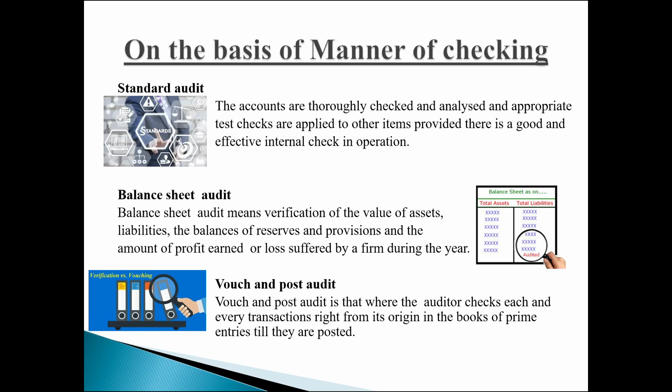Vouch and post audit is where the auditor checks each and every transaction right from its origin in the books of prime entry till they are posted. This system of audit has become obsolete in case of large firms because the number of transactions is in millions. The auditor relies on the examination of some of the transactions, scientifically selected at random.